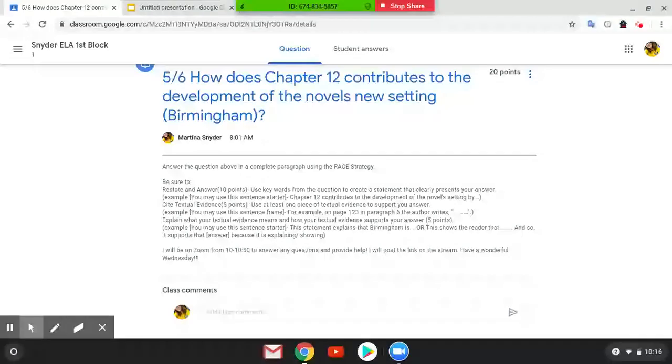The first example I gave you yesterday was a simile talking about how Birmingham is like an oven. So I might say that this shows the reader that it's really hot in Birmingham. And so it supports that this chapter tells us a lot about the weather or climate in Birmingham because it's showing us how hot it is.